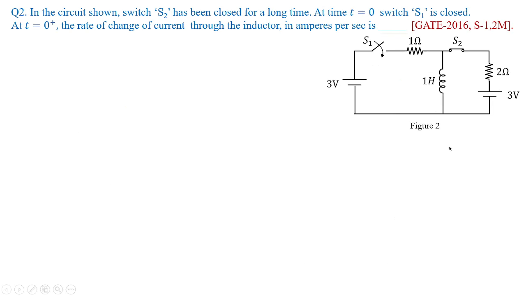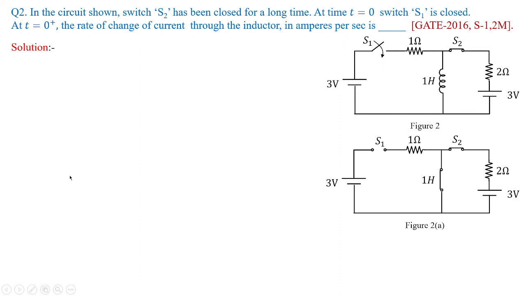In the second problem, shown in figure 2, switch S2 has been closed for a long time. At time t equal to 0, switch S1 is closed. So at t equal to 0 plus, the rate of change of current, that is di by dt, through the inductor in amperes per second is dash. Similar to the previous problem, this was GATE 2016, set number 1, asked for 2 marks. So go according to the data given in the problem.